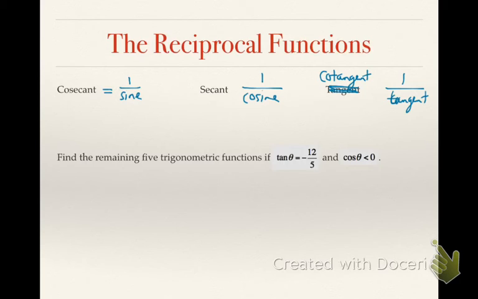So in terms of sides, since sine is opposite over hypotenuse, cosecant is going to be hypotenuse over opposite. In terms of cosines, cosine is adjacent over hypotenuse, so secant is going to be hypotenuse over adjacent. It's reciprocals. And tangent is opposite over adjacent, so cotangent is adjacent over opposite.